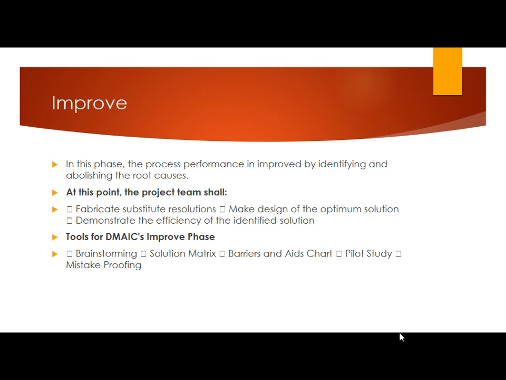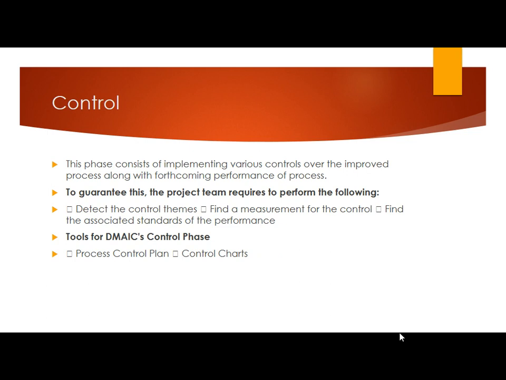Various tools for the DMAIC Improve phase are brainstorming sessions, solution matrix, barriers and aids charts, pilot study, mistake proofing, benchmarking, and PUGH matrix. These are various tools. Then we have the last phase, that is Control.